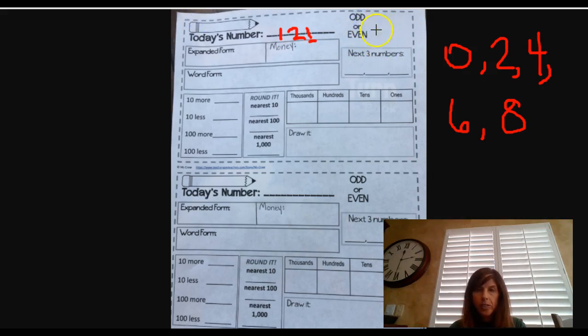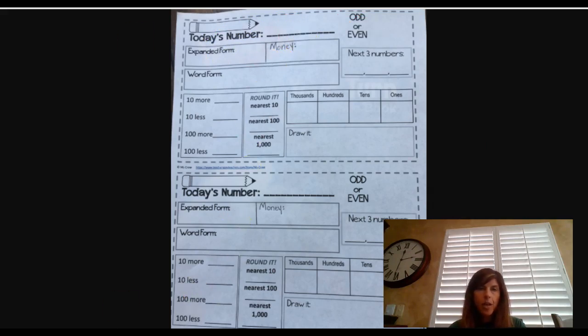And we are going to go ahead and circle that odd. Go ahead and circle that odd word there. Expanded form. Okay, the expanded form of 121. So the expanded form would kind of look, we can look at, oops, let's go ahead and write that number 121. Sorry about that.